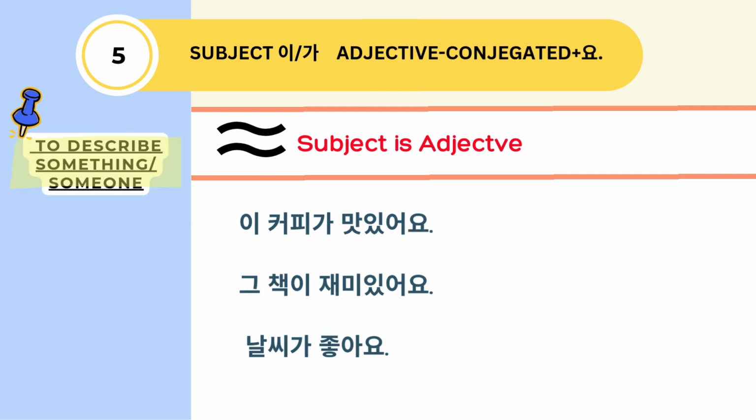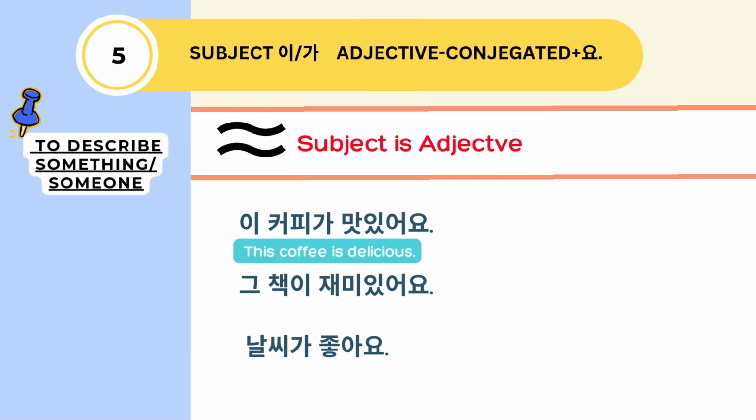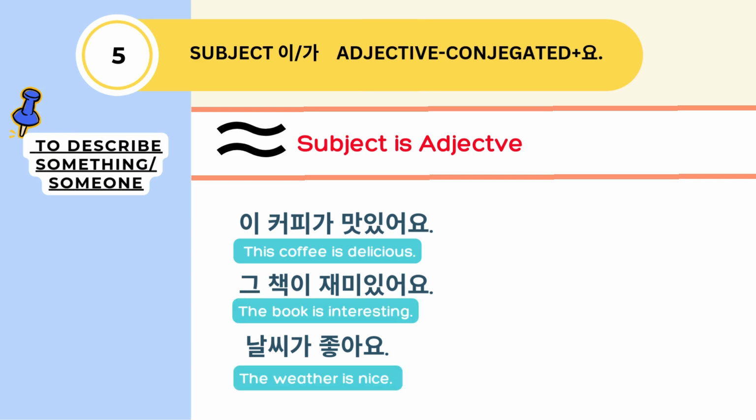5. Descriptive sentences. Subject 이/가, conjugated adjective. Korean adjectives function like verbs, meaning they don't need an extra verb like is or are. 이 커피가 맛있어요. This coffee is delicious. 그 책이 재미있어요. That book is interesting. 날씨가 좋아요. The weather is nice.